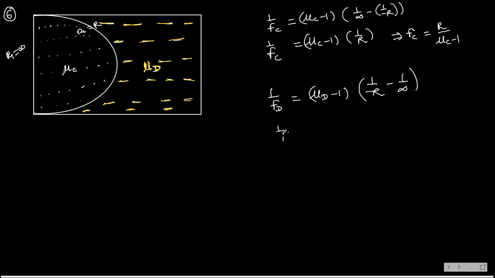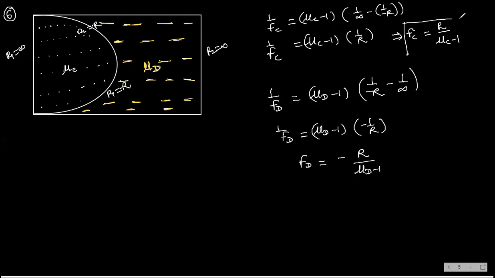It is the same curved part, and this is plane. So for this part, R1 is equal to minus R obviously, and R2 is equal to infinity. So 1 by Fd is equal to (mu d minus 1) into (minus 1 by R). So if I want Fd, Fd is equal to minus R divided by (mu d minus 1). So I got the Fc value, and I got the Fd value.